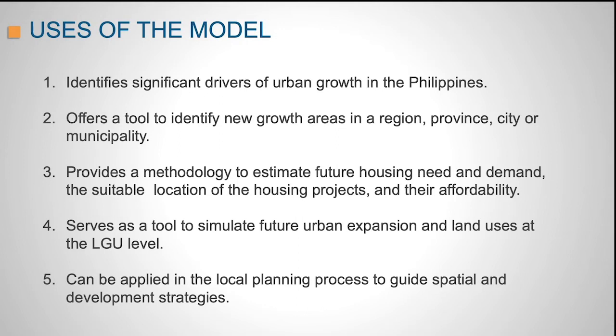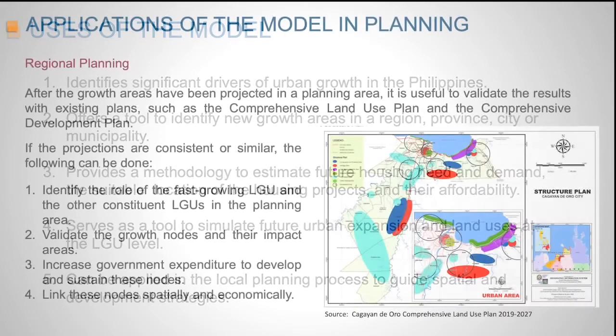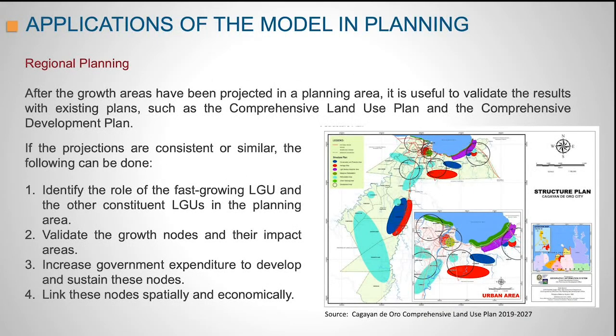Given that planning is essentially a public function, it is instructive to examine the actions that national and local governments can take in order to achieve sustainable urban development. Here are a few insights. After the growth areas have been projected in a planning area, it would be useful to validate the results with existing plans, such as the Comprehensive Land Use Plan and the Comprehensive Development Plan. If the projections are consistent or similar, the following can be done.